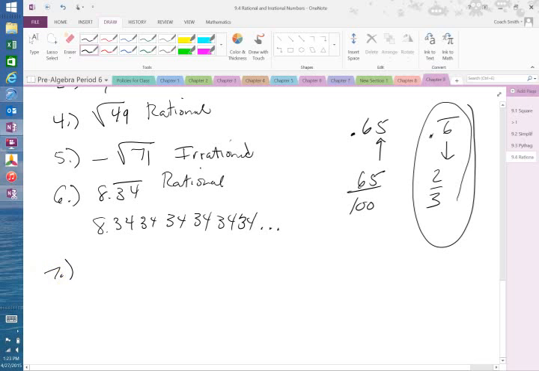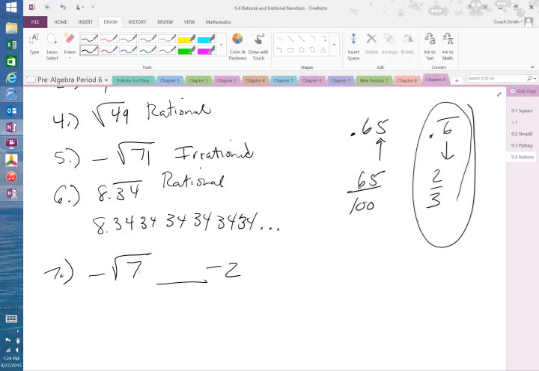Now number 7. Number 7 says copy and complete the statement using less than, greater than, or equal to. So, negative square root of 7, negative 2. Which is larger? Why is the square root of 7 further away from 0? But it's not a perfect square.